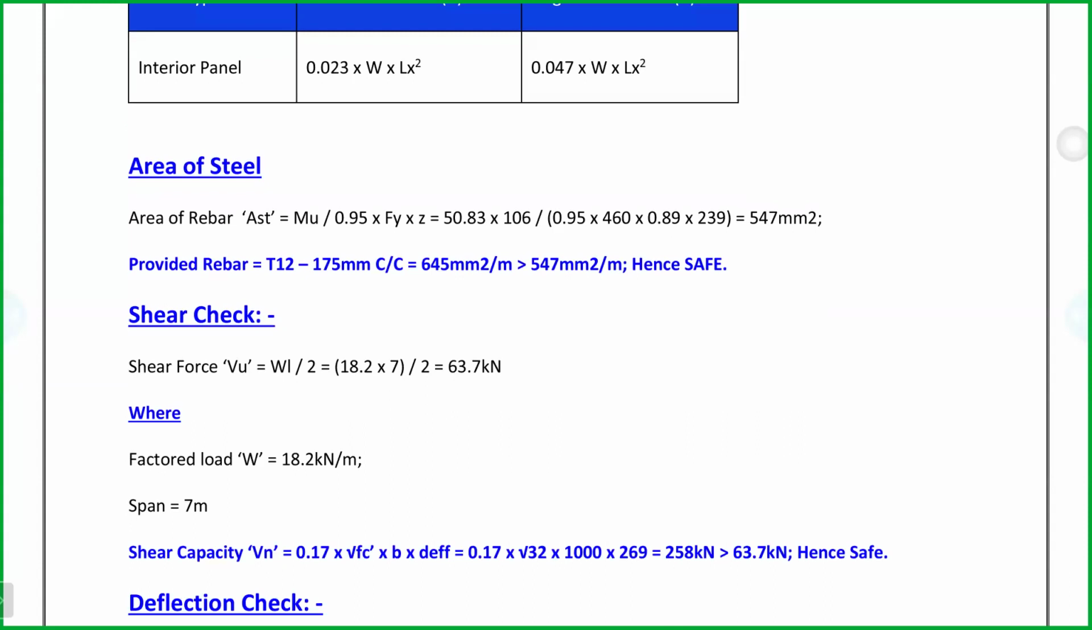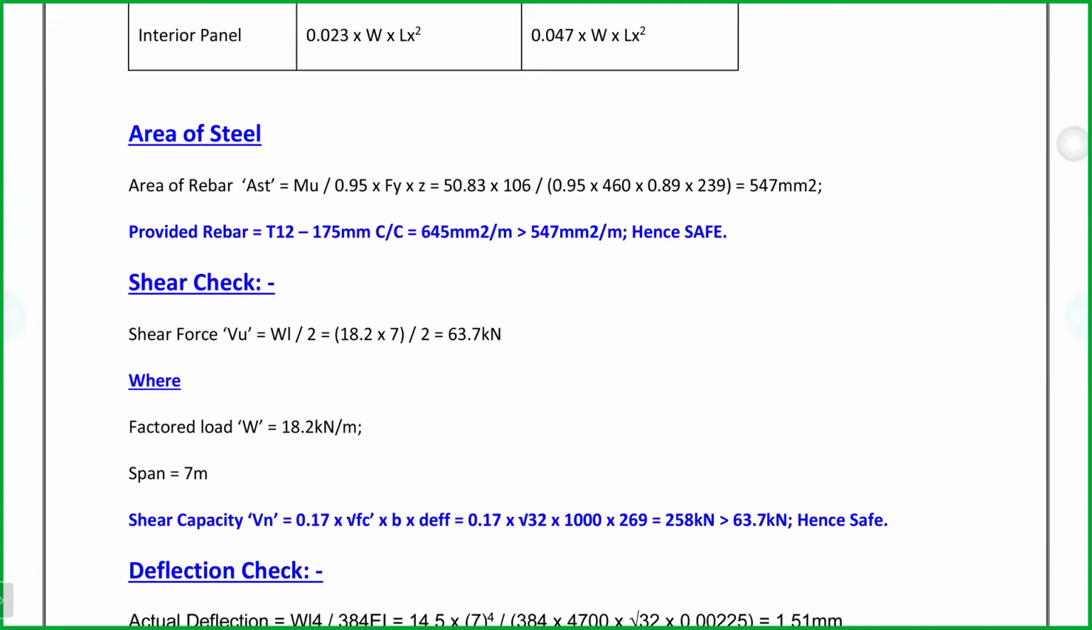Going on with the reinforcement, it is a similar equation to the one you saw earlier. The moment divided by 0.95 fy, where the moment is the 50.83 you already calculated. Substituting the value, you get 547 millimeters square. Now, as I told you, as per code, the rebar diameter should not be less than 12 millimeter, which I'm talking about for the main reinforcement.